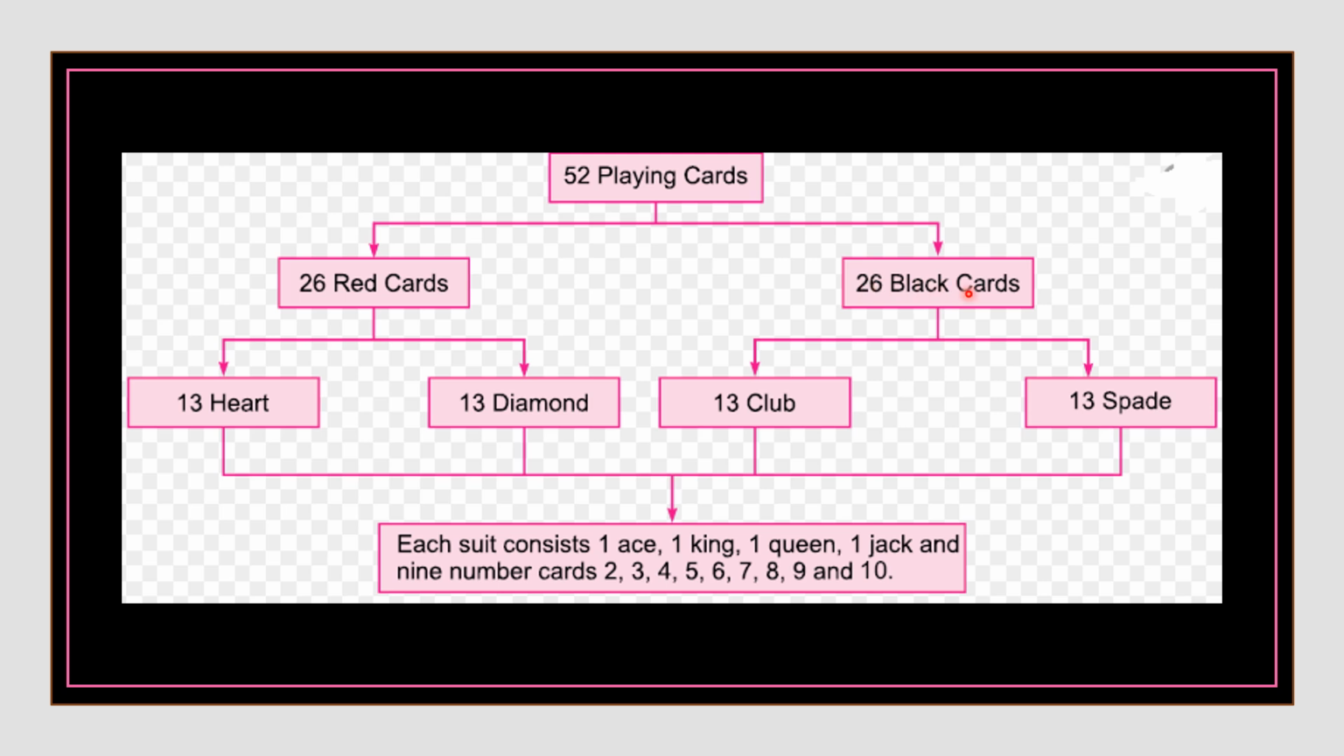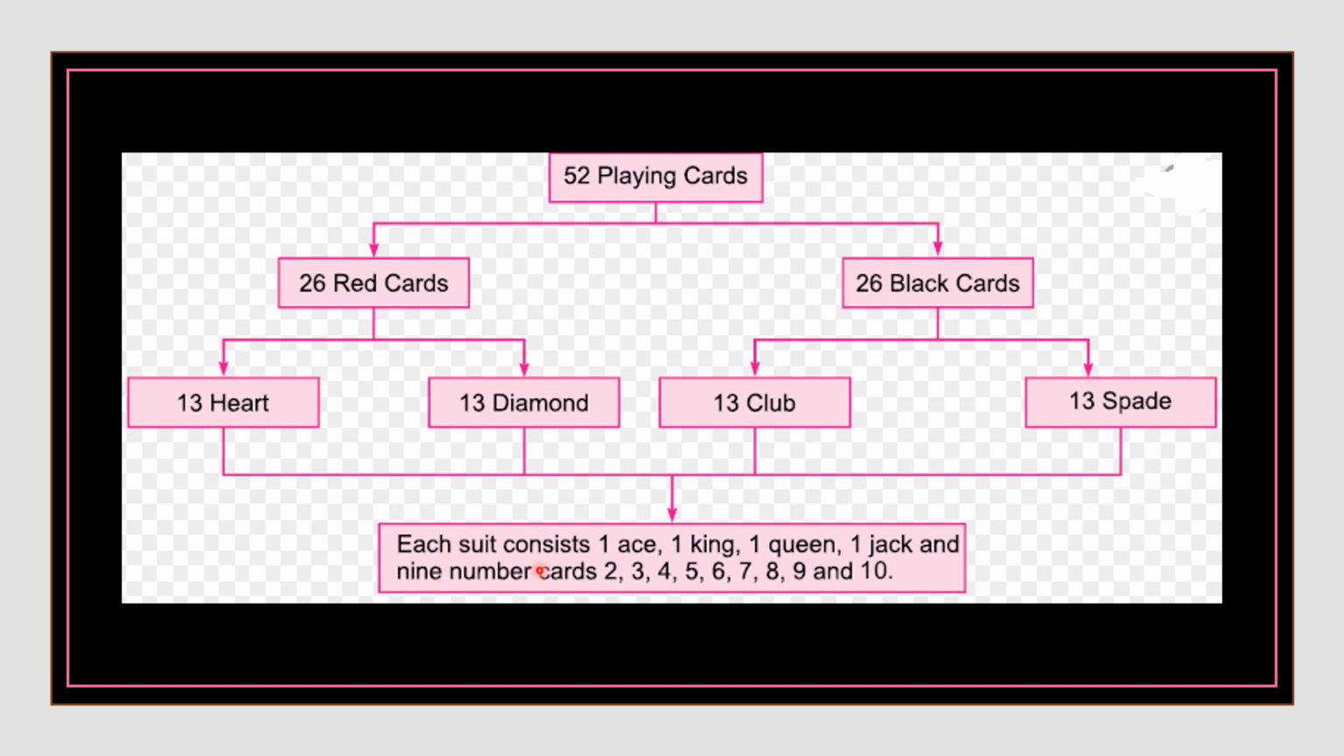Similarly, the 26 black cards are divided again into two parts: 13 club cards and 13 spade cards. And these four 13s are there. Each part is called a suit. Therefore, totally we have 4 different suits: the heart suit, diamond suit, club suit, and spade suit. Therefore, a suit contains 13 cards.